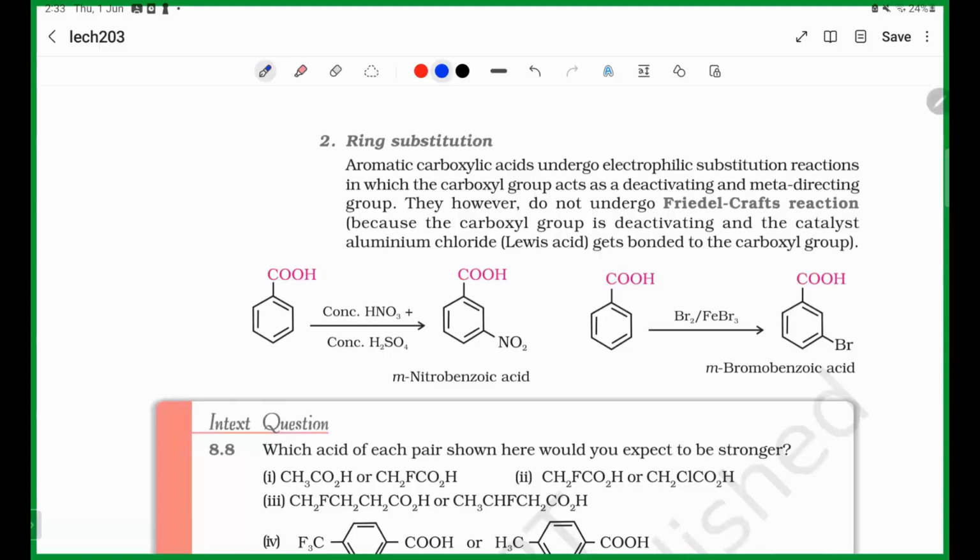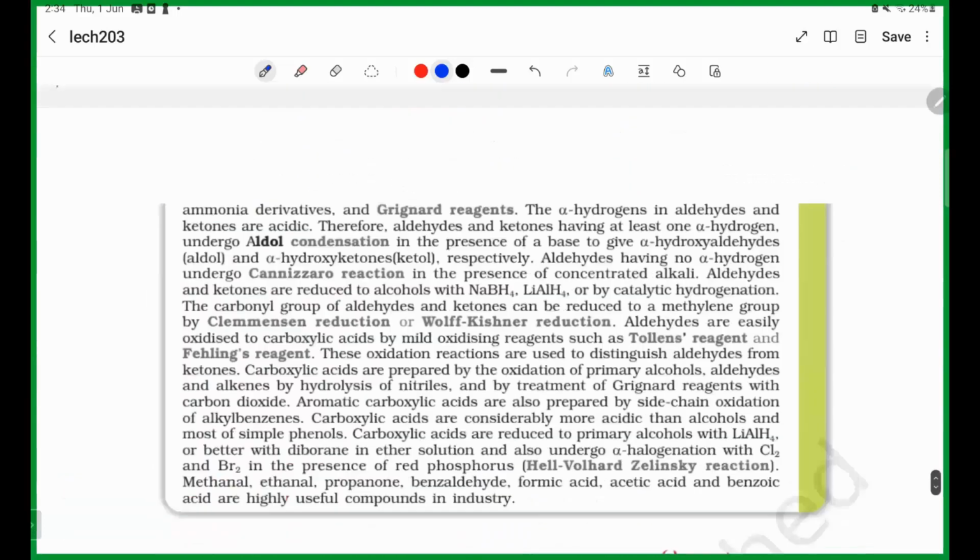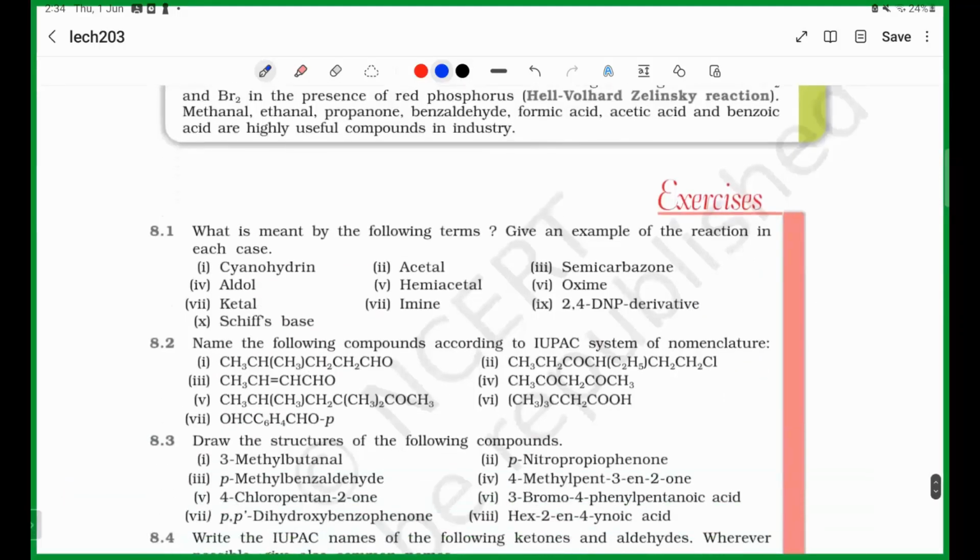Now we have ring substitution. A very important thing is that they do not undergo Friedel-Crafts reaction because the carboxyl group is deactivating. Because it is deactivating, it's not going to undergo Friedel-Crafts reaction, either alkylation or acylation. However, it will undergo nitration with the nitrating mixture to give you meta-nitrobenzoic acid, and bromine in the presence of FeBr3 to give you meta-bromobenzoic acid.